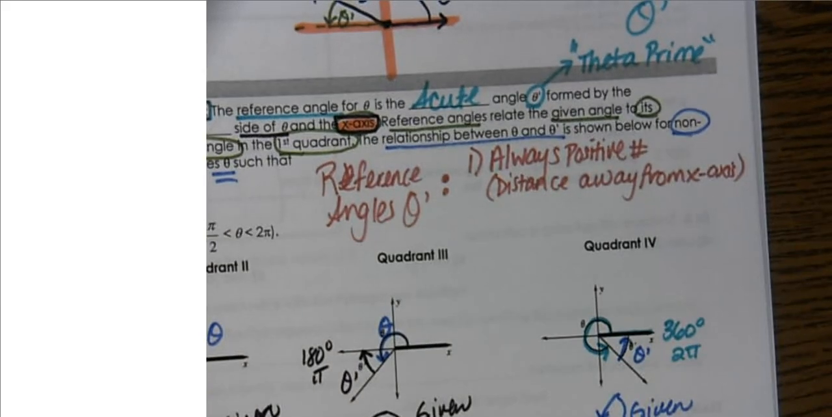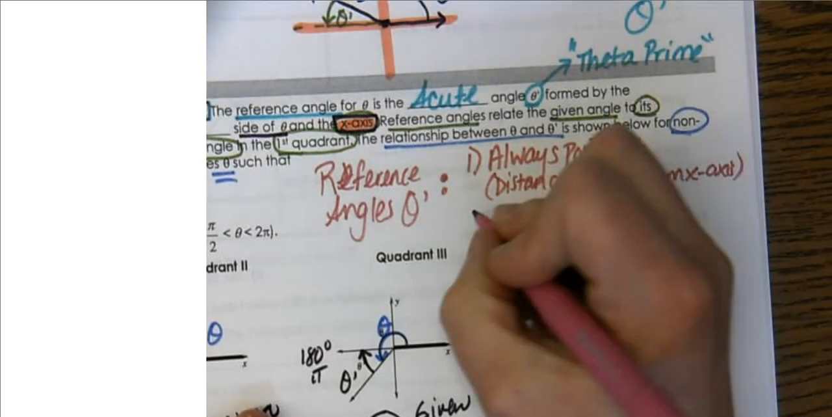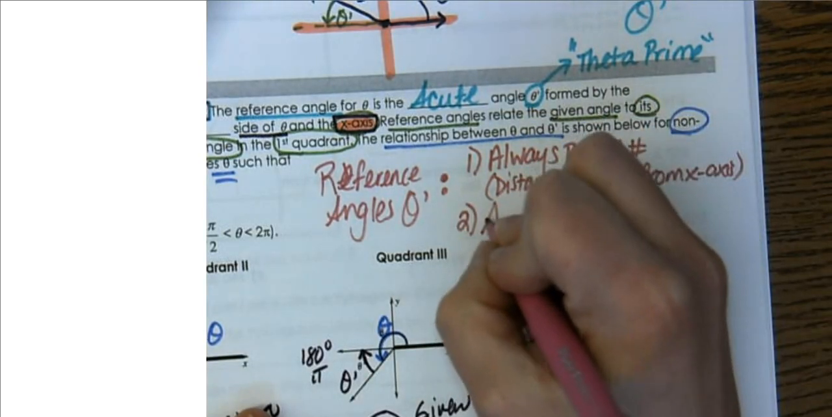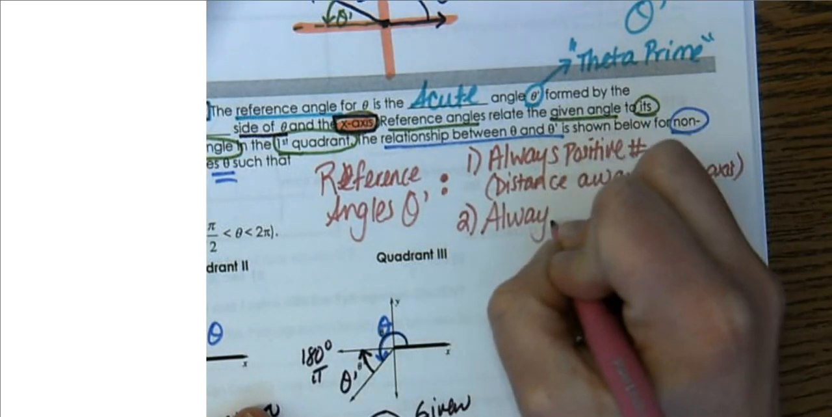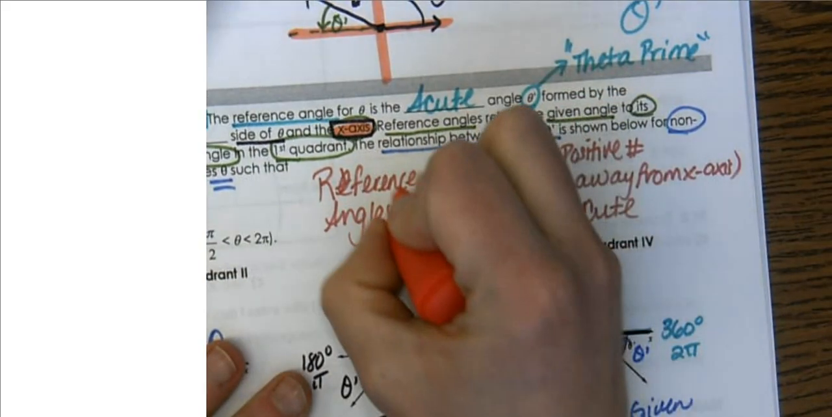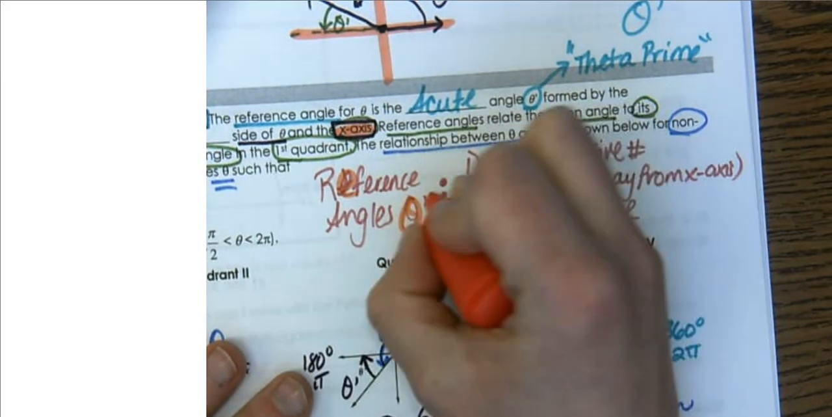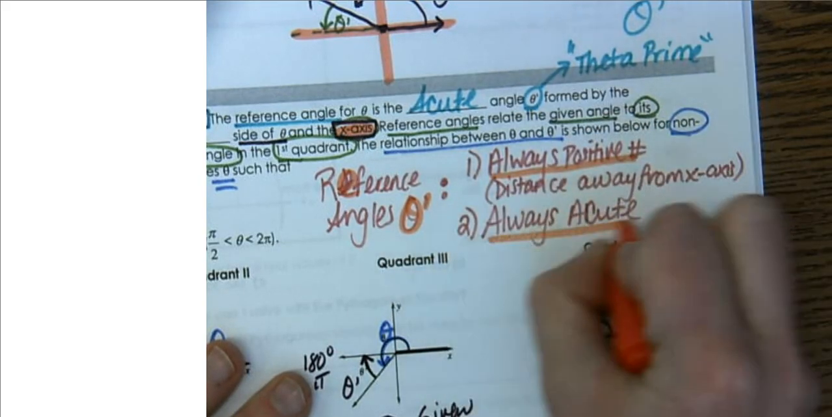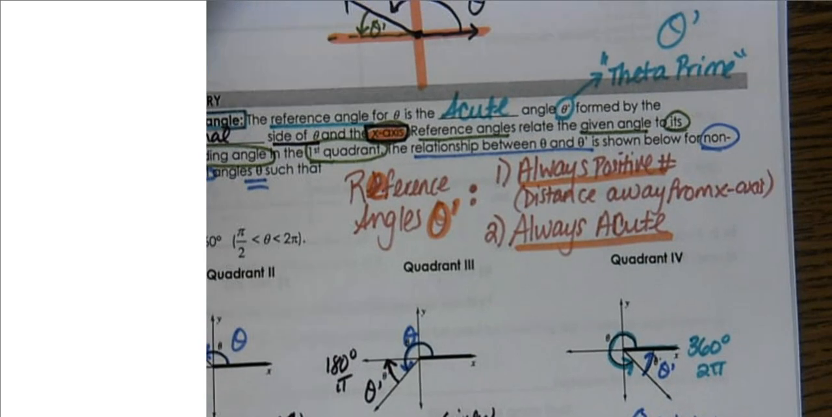be the 360 degrees. The second rule for reference angles is that they are always acute. So always positive and always acute. So I want to make sure that I emphasize that. Reference angles are always positive and always acute. So that's very, very important. Let's go ahead and look at example number 1.